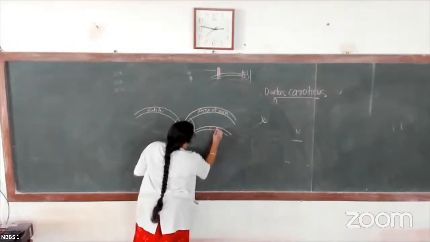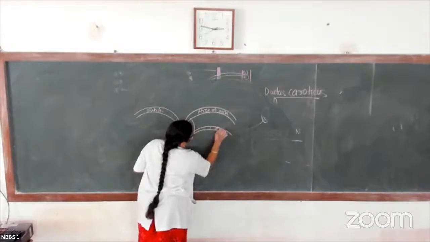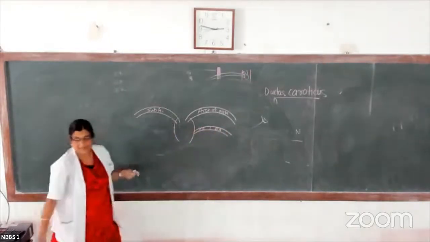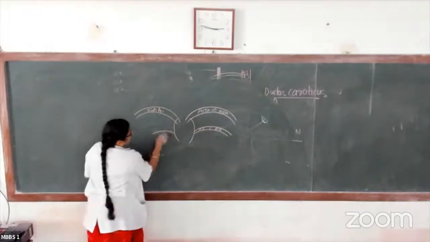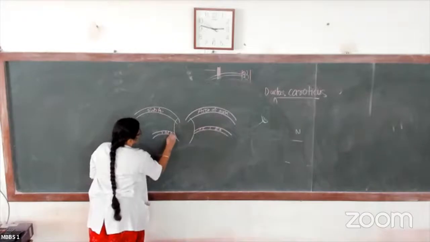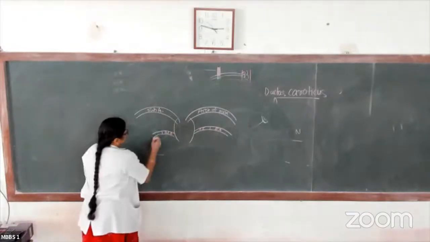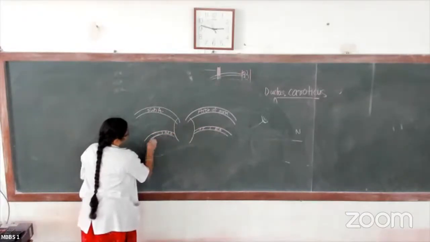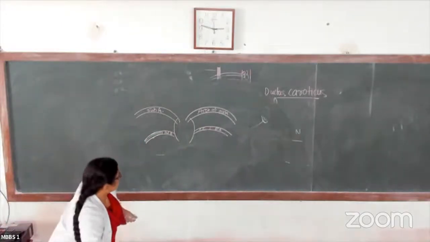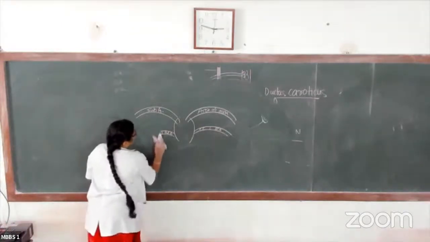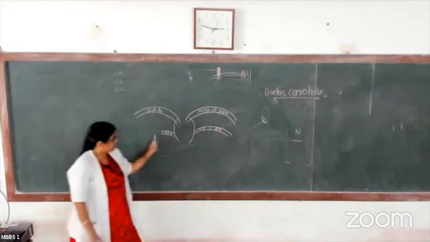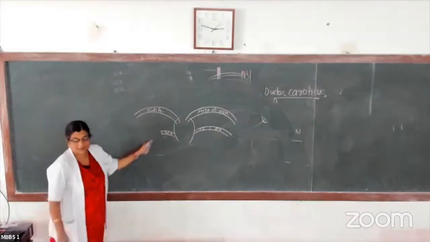This is the ductus arteriosus part, and this is the pulmonary trunk, isn't it? Pulmonary artery. Okay. On the right side also, this is the pulmonary artery. And this portion disappears. This portion disappears. On the left side, the portion which forms the ductus arteriosus, on the right side it disappears.